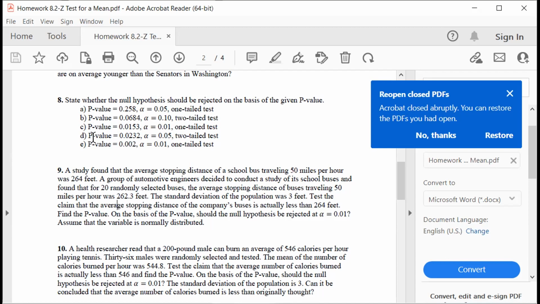P-value, one tail test. That's what I think. So look at your p-value, 0.258, and look at alpha, 0.05. Is that p-value bigger or smaller than alpha? The p-value is bigger. Remember, if the p-value is low, then the null must go, right? This is high, so it's not going to work. So here, since the p-value is bigger than alpha, we're not going to reject the null. So 8A is we're not going to reject the null hypothesis.